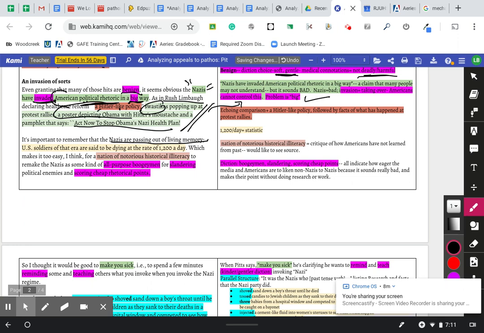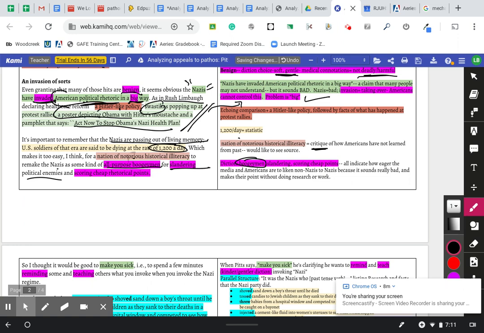All right. And so it's important to remember that the Nazis are passing out of living memory, meaning they're dying. So U.S. soldiers of that era are said to be dying at a rate of 1,200 a day. That's a statistic. And I think for a nation of notorious historical illiteracy, this is a critique of how Americans have not learned from the past. That we Americans remake the Nazis as some kind of all-purpose boogeyman, right? Some bad guy for slandering political enemies.